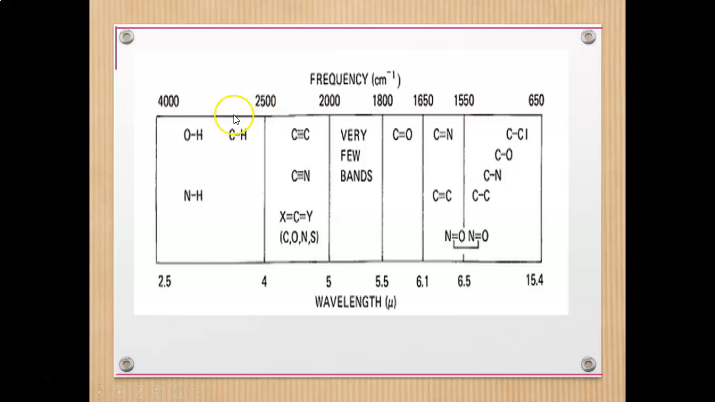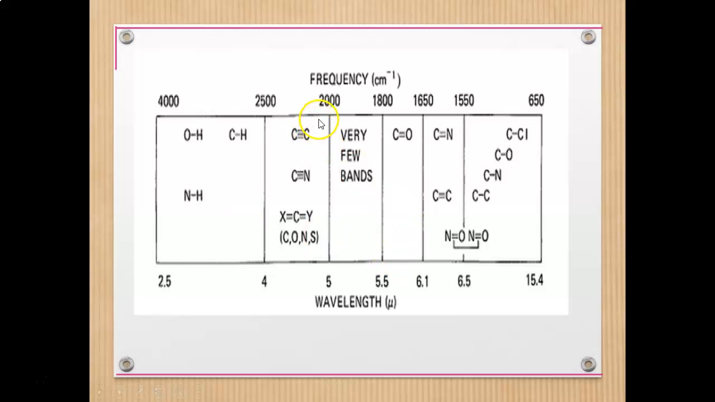From 2500 to 4000, we can identify the presence of OH, CH, and NH groups. You don't need to remember this type of bond present because you can refer to the appendix. I will give you the appendix so that you can refer. You just need to find what types of functional group are in that structure and match with the wavenumber presence of that functional group.